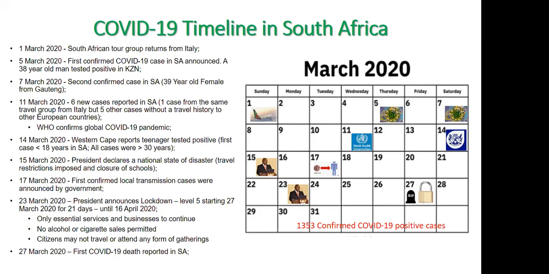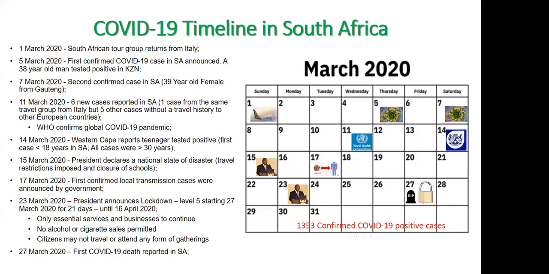By the 14th of March, the Western Cape reported a teenager who tested positive. Up until that stage in South Africa, there were maybe between 24 and 30 cases, and most of those were people aged above 30. So it was a real interesting finding at that point that someone below 18 years old was diagnosed with COVID. By the 15th of March, President Ramaphosa declared a national state of disaster, and he brought in some very significant changes. Travel restrictions were imposed, and schools were instructed to close.